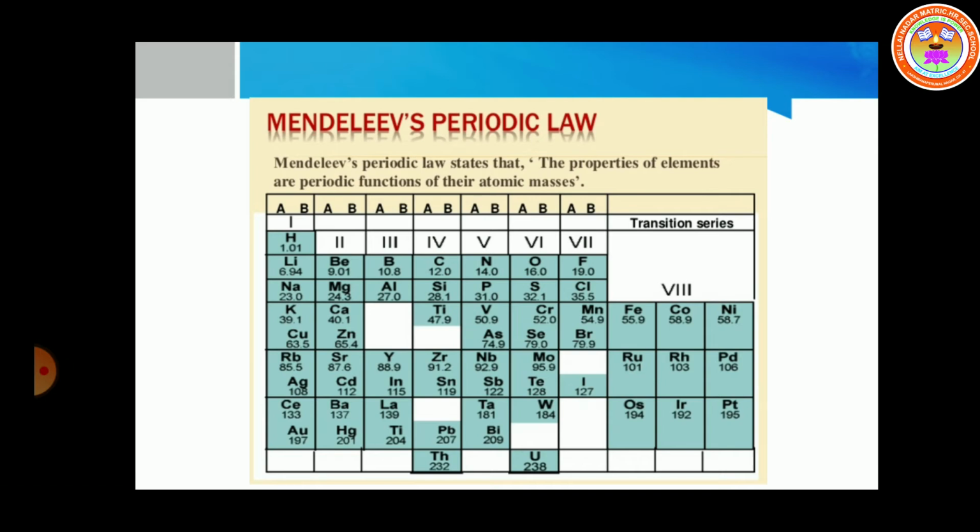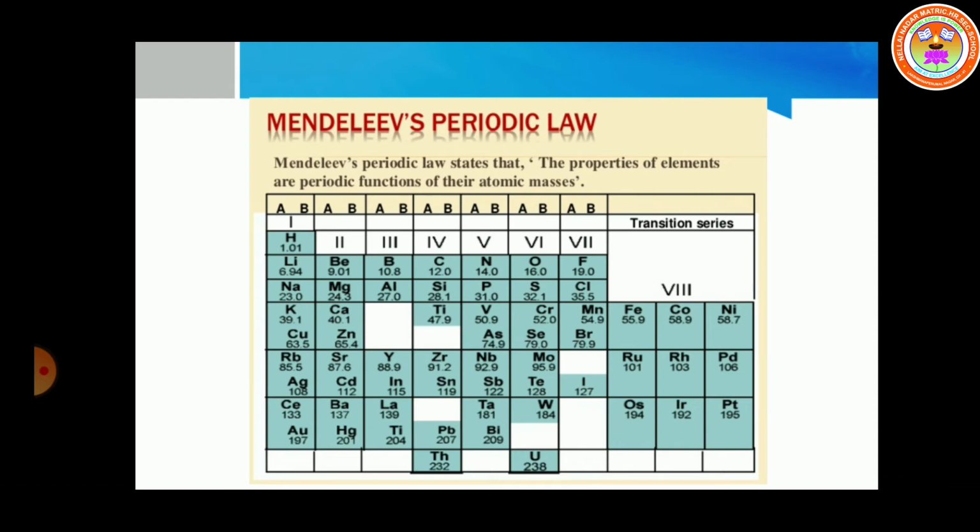Next we discuss the features of Mendeleev's periodic table. Students, look at this table. It has 8 vertical columns. The vertical columns are called groups. Vertical columns mean top to bottom. So the 8 vertical columns are called groups.